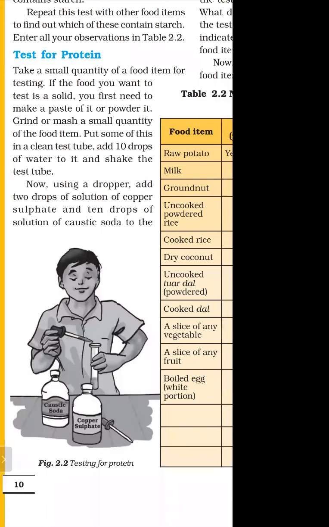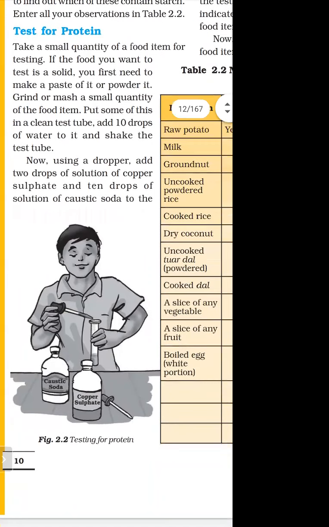Firstly, we will take some food item and grind it with the help of a mortar and pestle, and put some of it in a clean test tube and add 10 drops of water and shake well. Then we will add 10 drops of copper sulfate solution and 10 drops of caustic soda solution, as shown in figure 2.2.